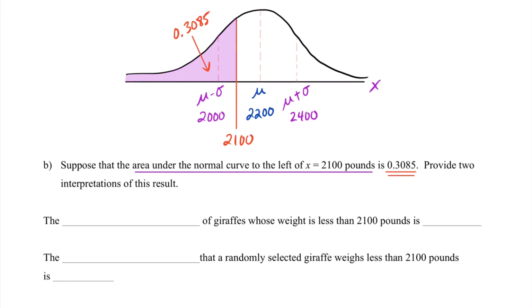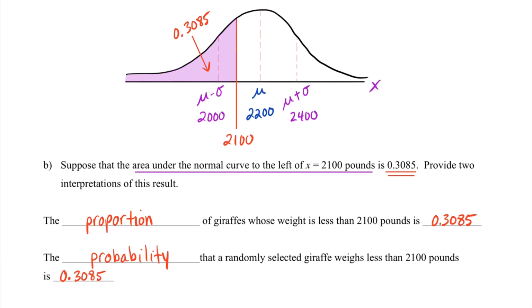And now this just goes back to that definition as previously discussed. The two interpretations would be the proportion of giraffes, since that's what we're talking about, whose weight is less than 2,100 pounds, is 0.3085, the value that they gave us. Or we can think of this area that we have shaded as the probability that a randomly selected giraffe weighs less than 2,100 pounds is that same figure, 0.3085.